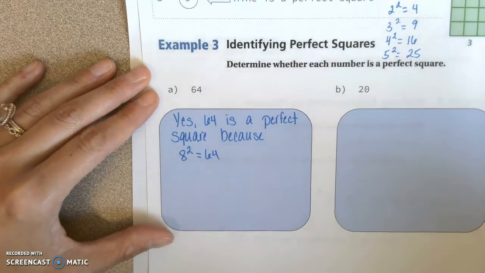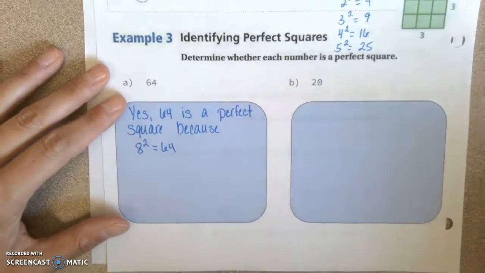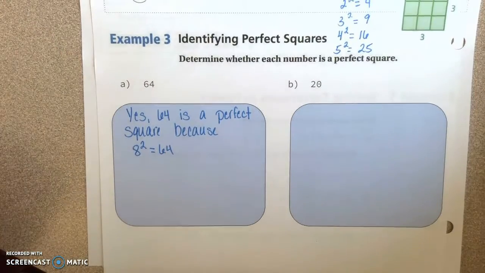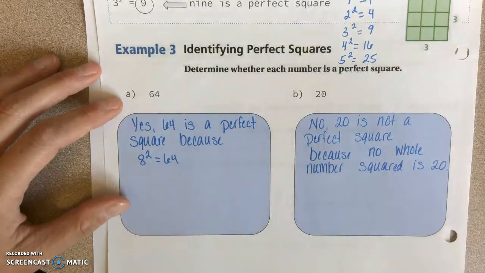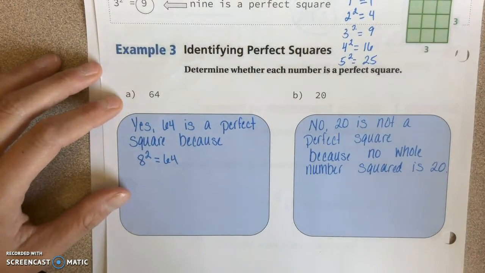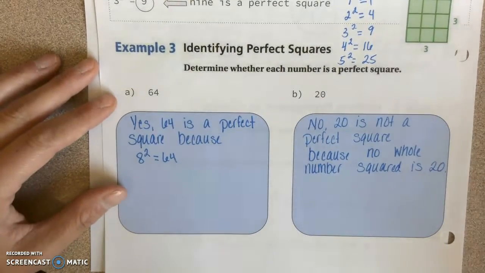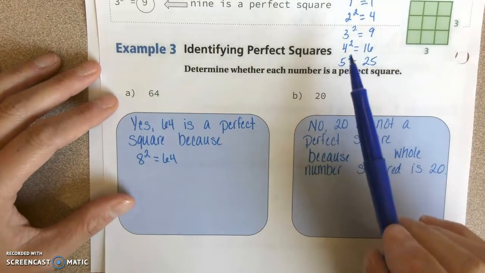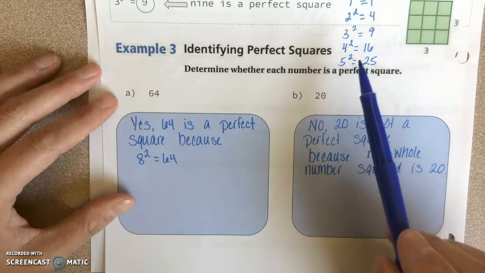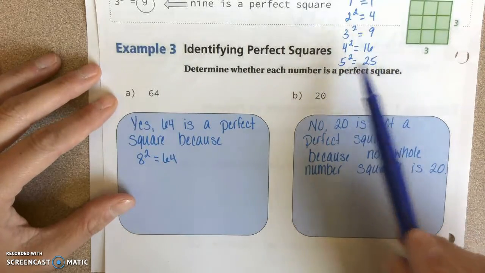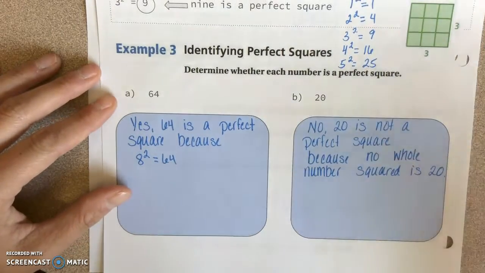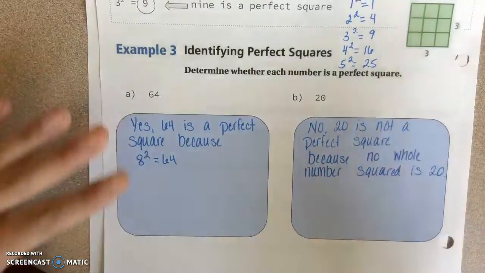All right, let's look at 20. 20 is not a perfect square, so let's give an explanation as to why. So I said no, 20 is not a perfect square, and I use the explanation because no whole number squared is 20. If I look up here, 4 squared is 16, 5 squared is 25. There's nothing in between there I can multiply by itself to get to 20.